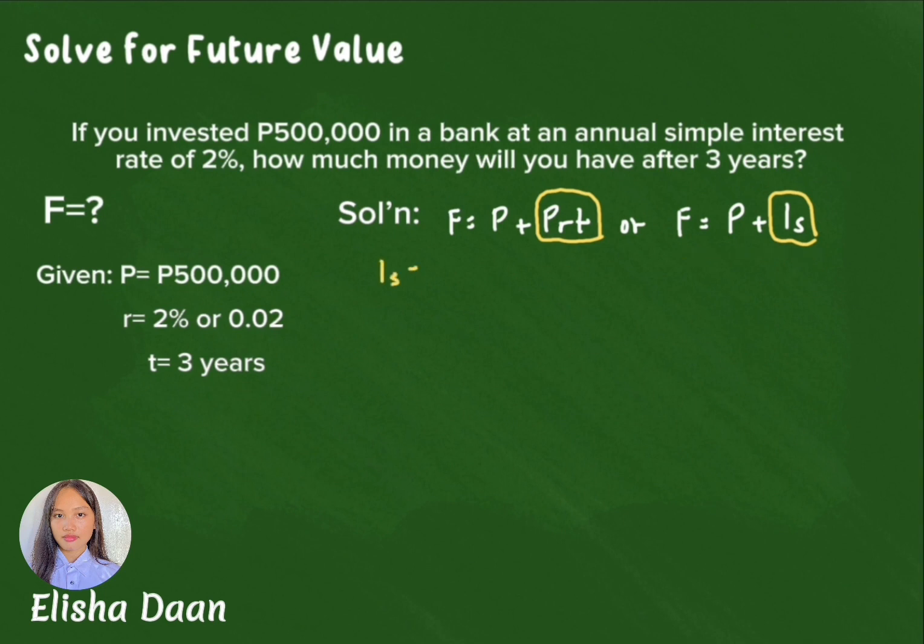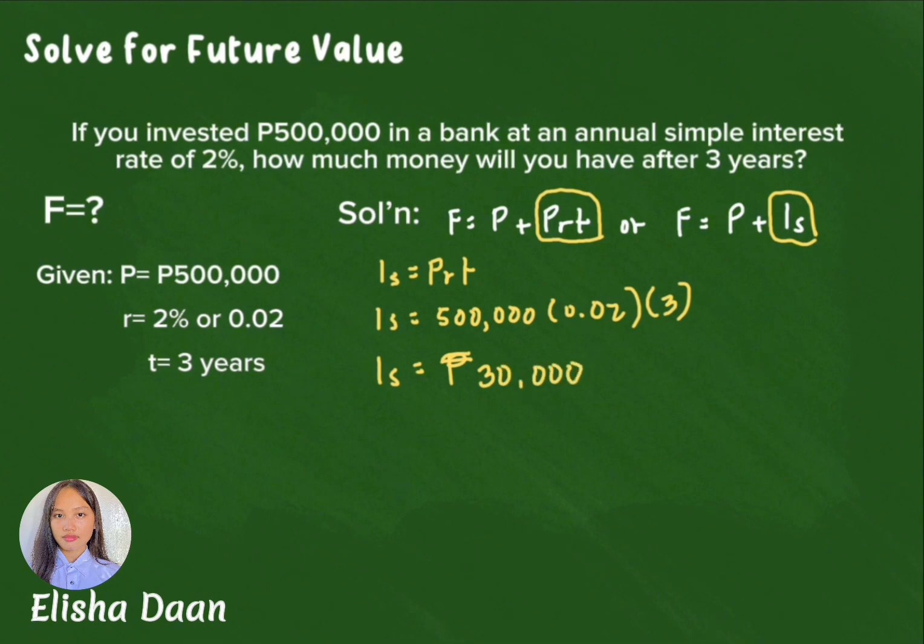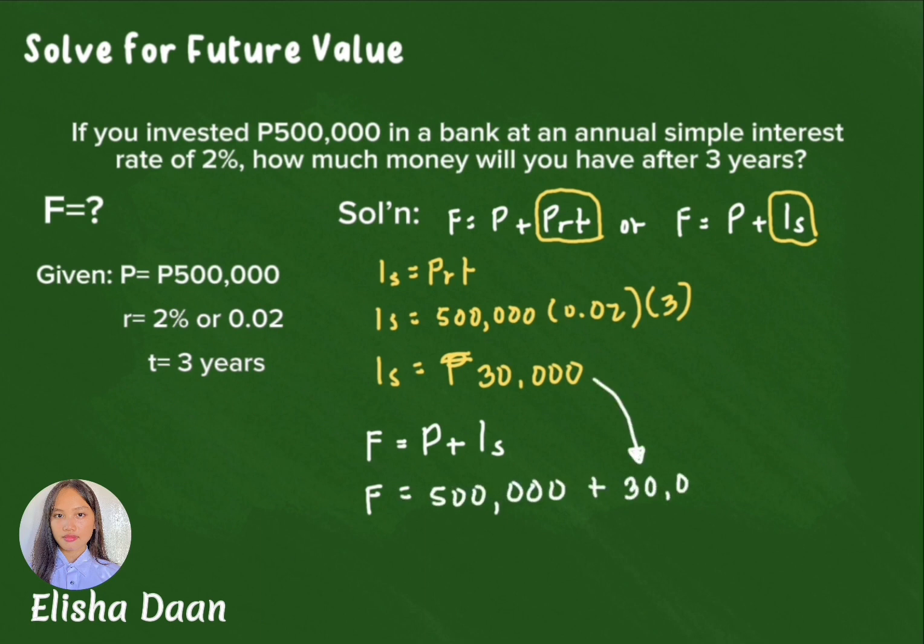So first, let's solve for the simple interest. Simple interest is equal to PRT. Substituting the values, we have 500,000 times 0.02 times 3. The simple interest is 30,000 pesos. Finally, the future value is equal to P plus simple interest. P is 500,000 plus the simple interest we solved earlier, 30,000. We add them together and the sum is 530,000. Therefore, the maturity value is 530,000.